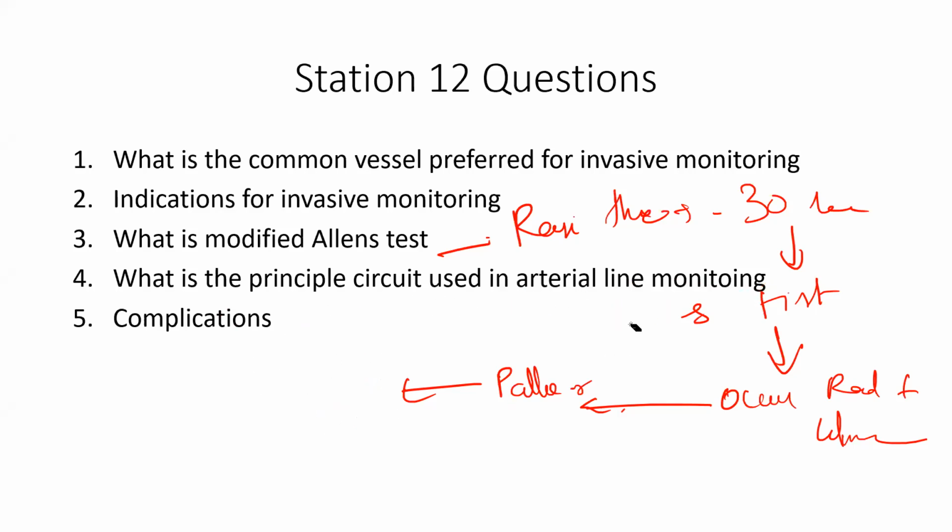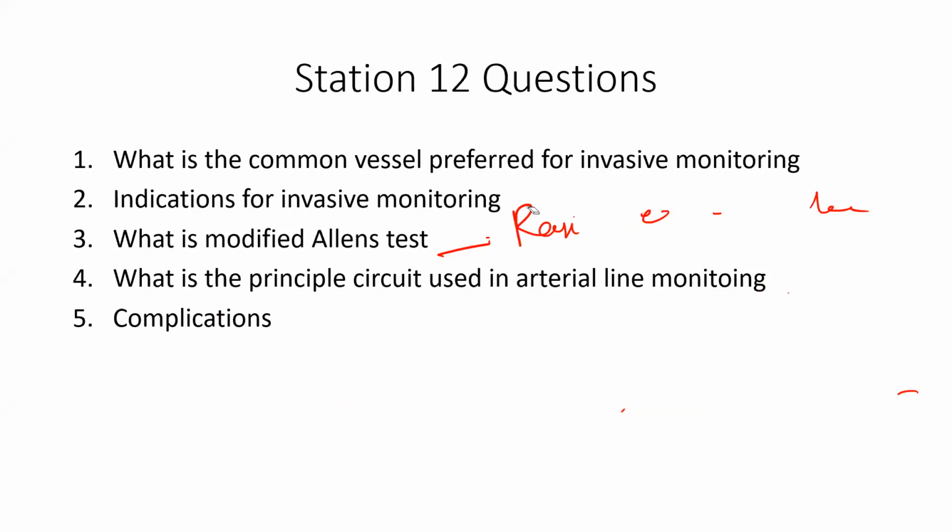So there is a primitive Allen's test. This is a modified Allen's test. In the primitive Allen's test, both hands are asked to make a fist, and they occlude only the radial artery. When the patient releases the fist, they note the change in color from pallor to rubor. That is what the primitive Allen's test is. They don't occlude both vessels, they occlude only the radial artery.